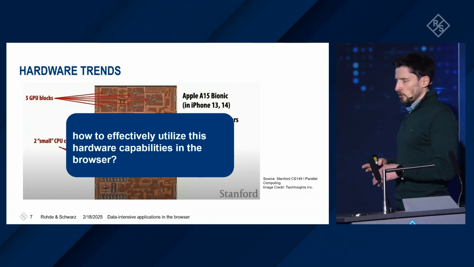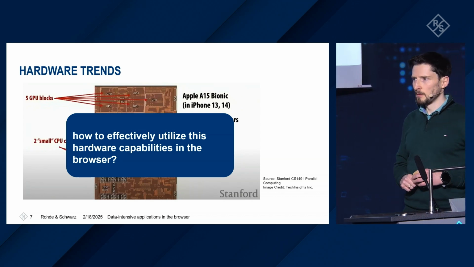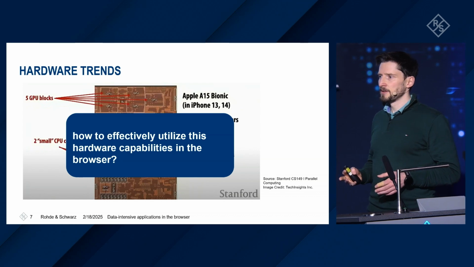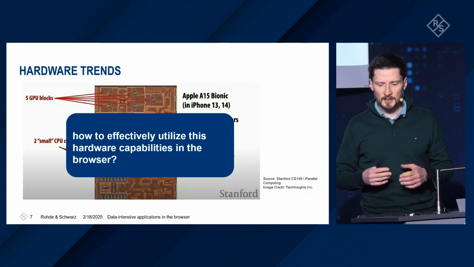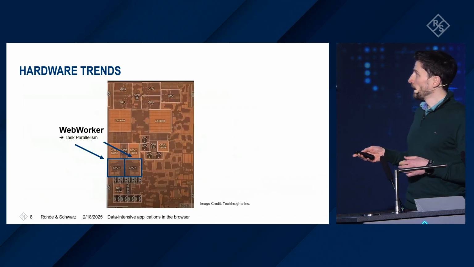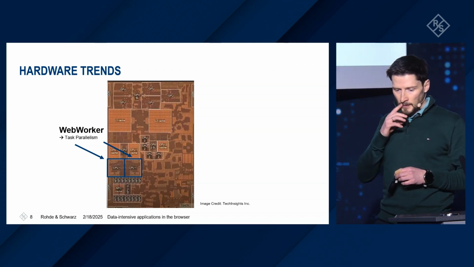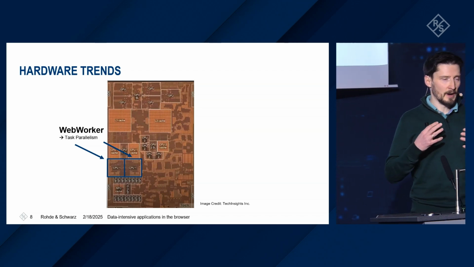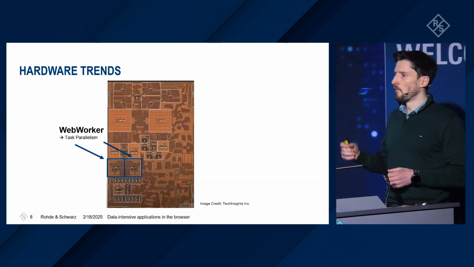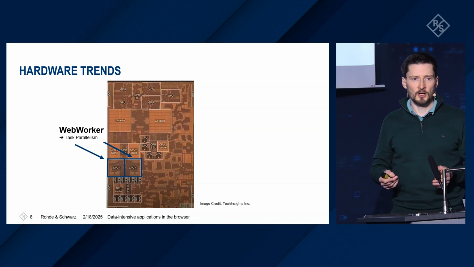Okay, and so there's a lot of stuff available now in modern hardware, even on such mobile chips. But the question is how we can effectively utilize these hardware capabilities in the browser. So can we, and how can we? And the first thing is how we can use multi-threading in the browser. This is maybe more familiar to you, or web workers, where you can parallelize different tasks.